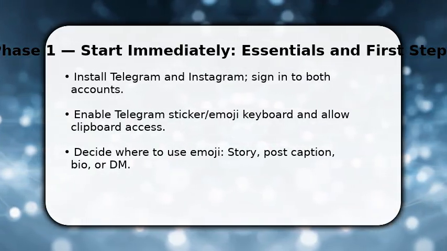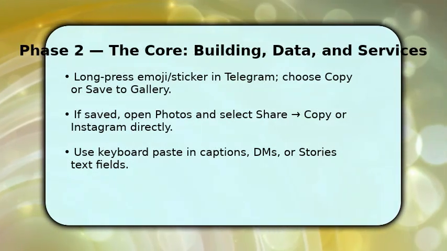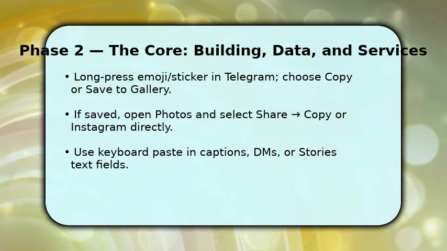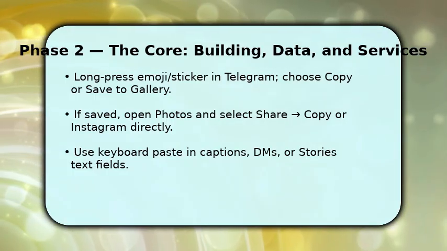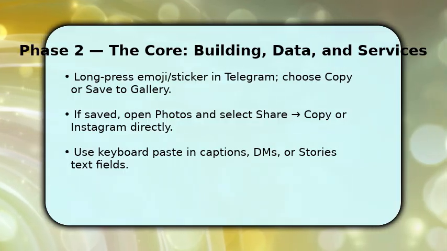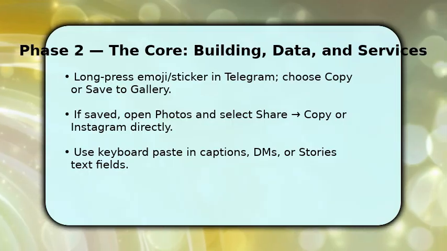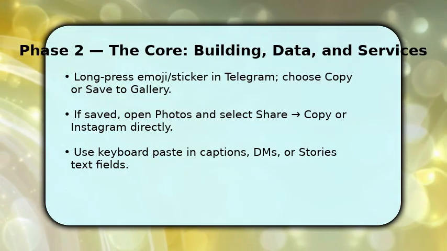Now you actually copy the emoji. Long press the Telegram emoji or sticker. If the option shows copy, tap it. If it saves as an image, save to photos. Once copied, switch to Instagram and tap the text field where you want the emoji, caption, bio, story, or a DM. Paste with your keyboard paste command and adjust placement and spacing.